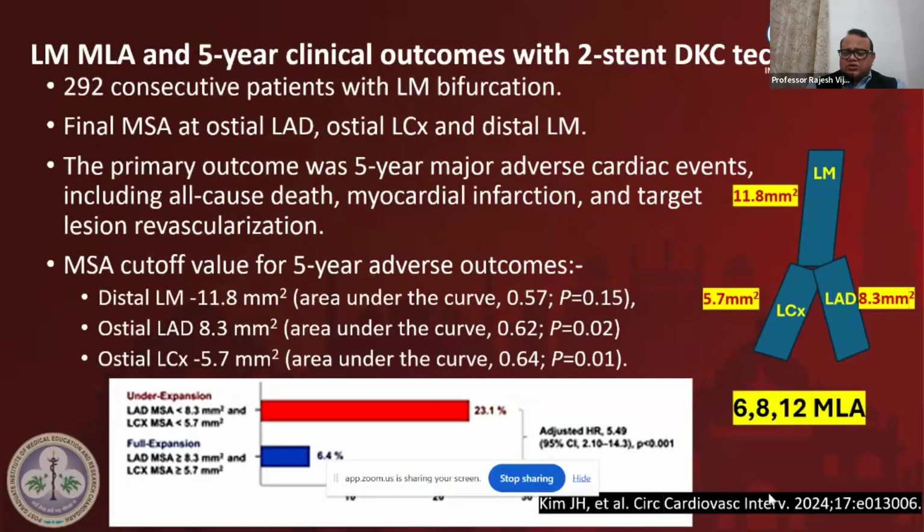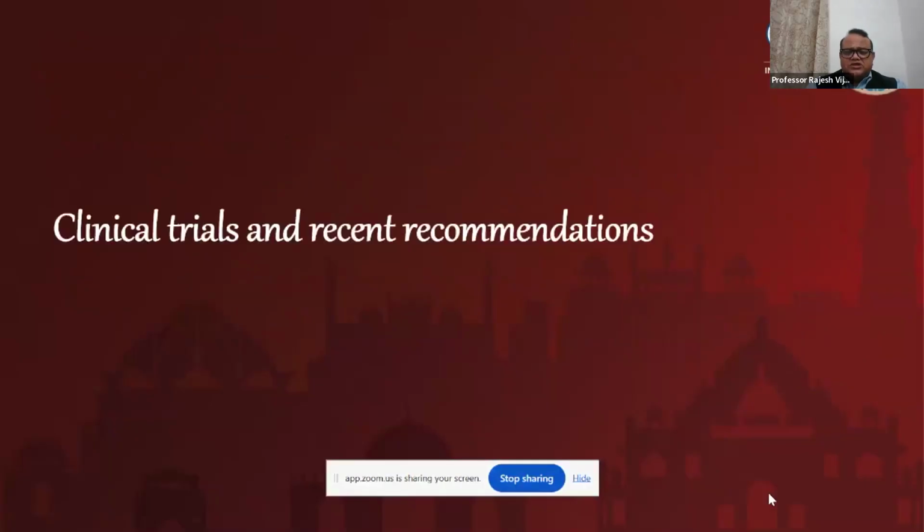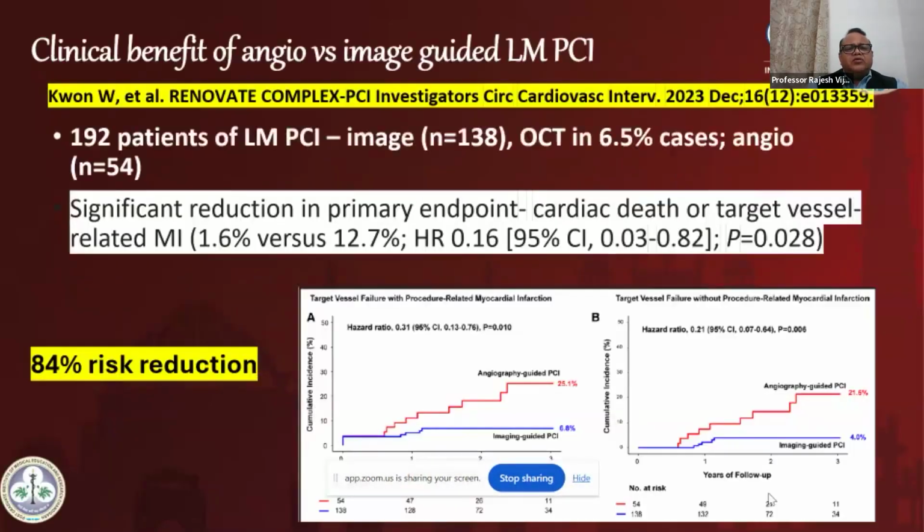Now, what do the trials say about the role of intravascular imaging for PCI, specifically for the left main? The Renovate-COMPLEX-PCI trial had a subgroup analysis of 192 patients with left main disease, where imaging was done in 138 patients and OCT was done in 6.5% of the cases. The rest had IVUS imaging. There was a significant reduction in the primary endpoint at 3 years of follow-up, which includes cardiac death and target vessel related myocardial infarction. There is an 84% risk reduction if you use intravascular imaging compared to angiography alone.